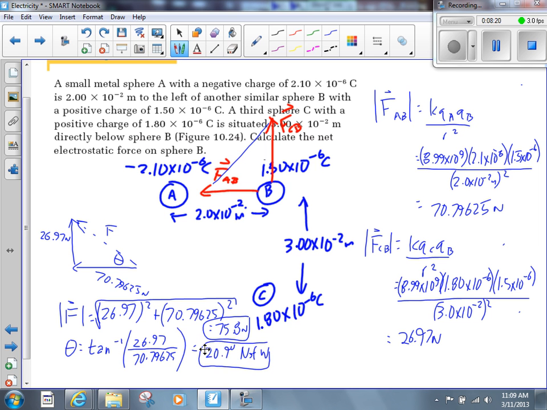Actually, we shouldn't really say north of west here, right? Because the frame of reference in the question is not north, south, east, west. We just say up from the right or something like that. Okay, does this make sense?